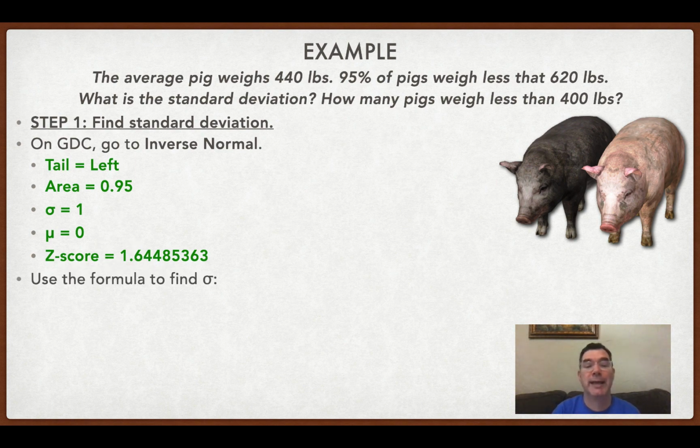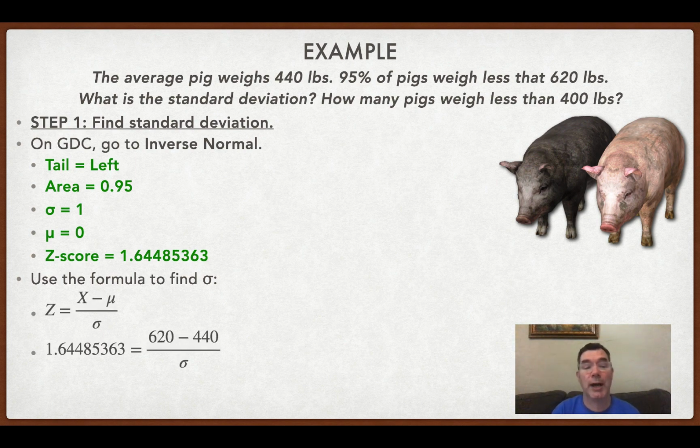Okay, so what that means is that z-score of 1.64485 and so on is in the same position on the standard curve as my value of 620 is on my normal distribution. So I'm going to use the formula to find sigma. Z equals x minus mu over sigma.